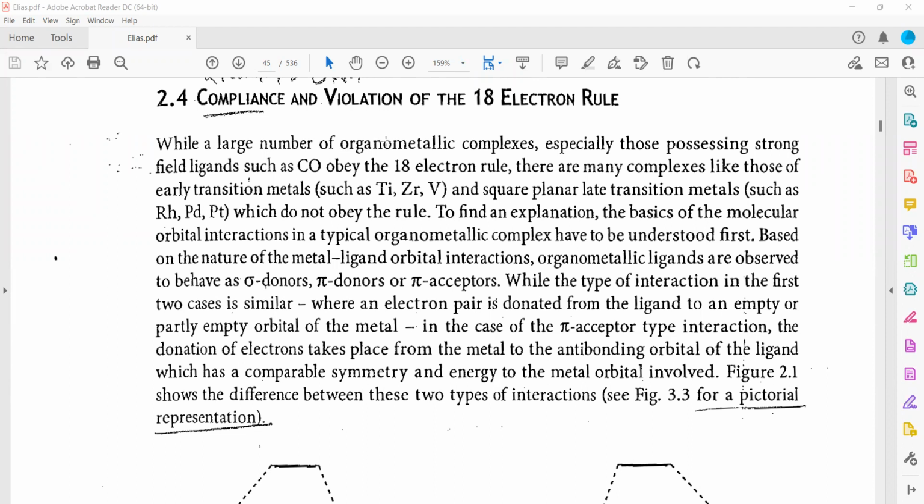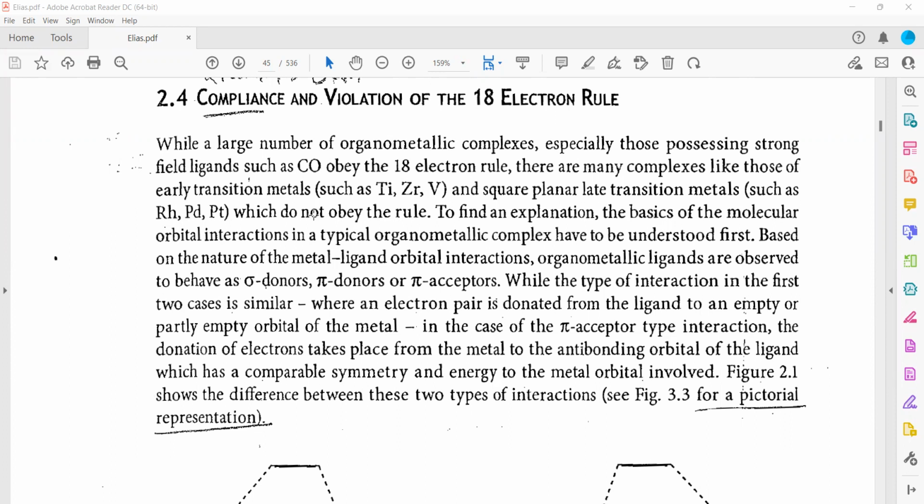While a large number of organometallic complexes, especially those possessing strong ligand fields, such as carbonyls, obey the 18 electron rule, there are many complexes, like those of early transition metals such as titanium, zirconium, vanadium, and also the square planar late transition metals such as rhodium, palladium, platinum, which do not obey the rule. To find an explanation, the basics of the molecular orbital interactions in a typical organometallic complex have to be understood first.